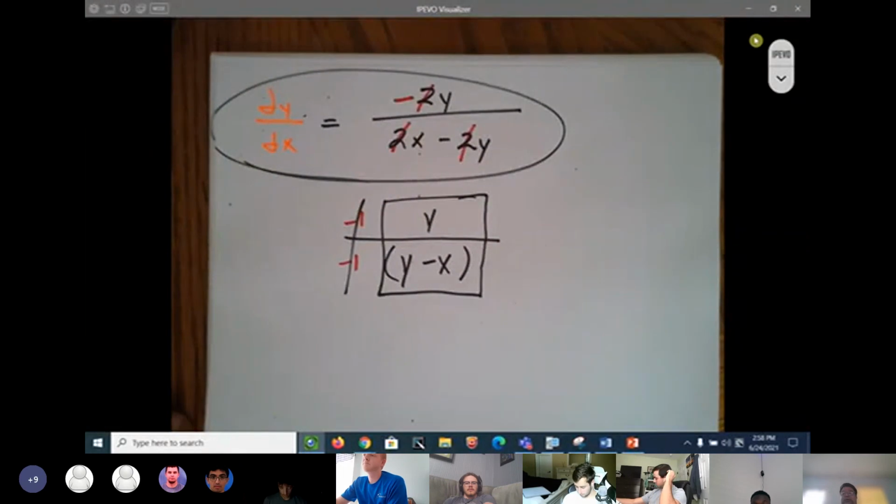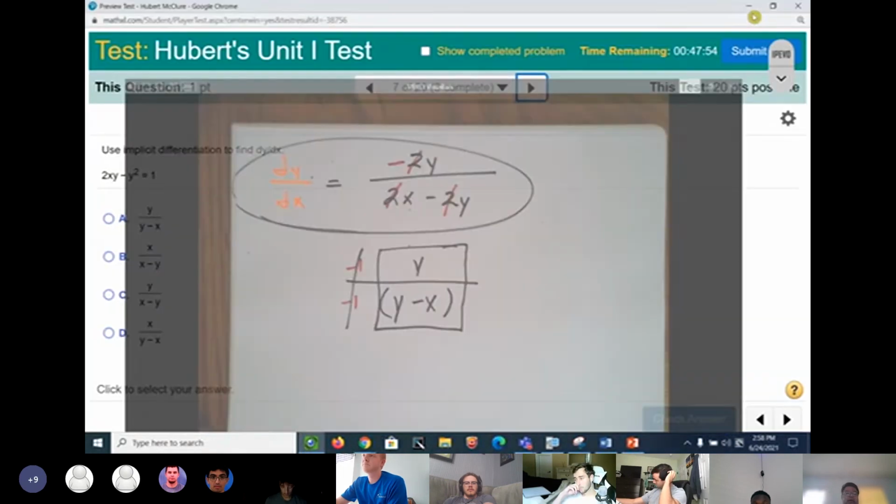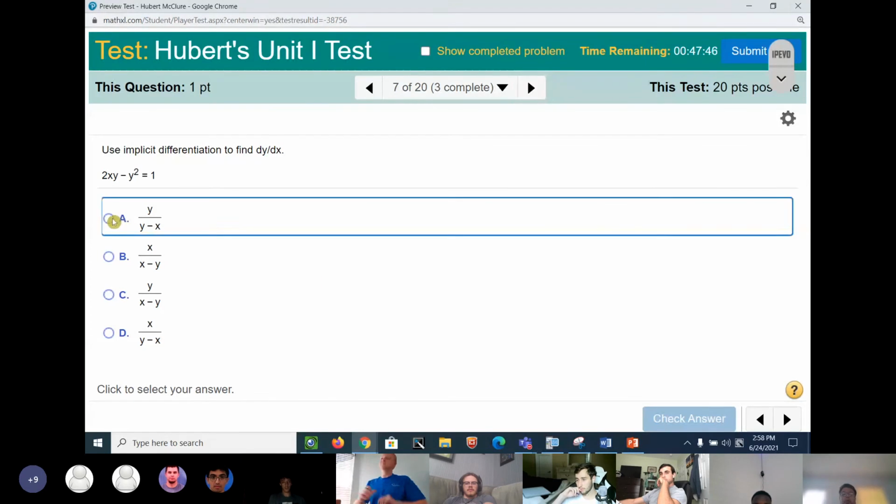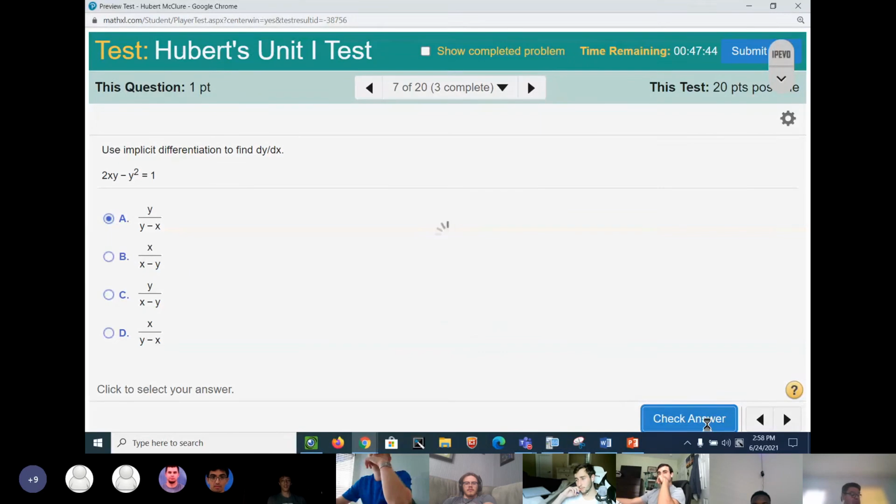Y over y minus x. But heck, the way I'm going today, I don't even know if I know what I'm doing. Y over y minus x be alpha. Next. And find the derivative. Uh-oh. Product rule.